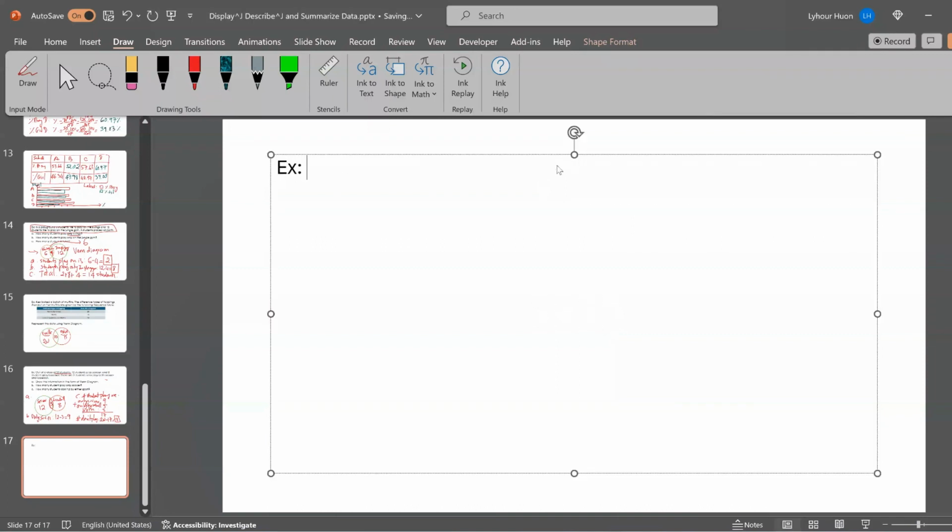Example. A farmer has 60 ducks, 60 chickens, 40 ducks, and 20 geese.